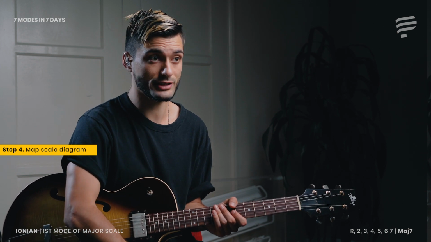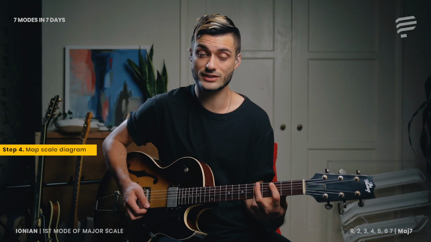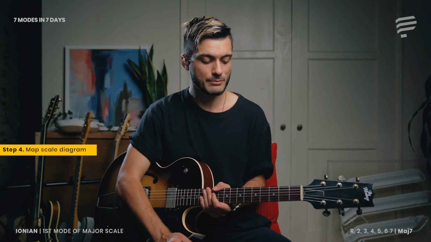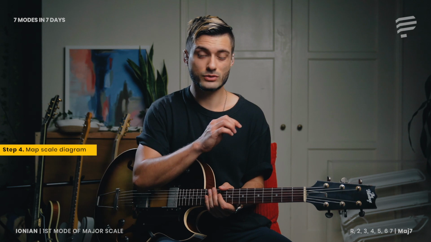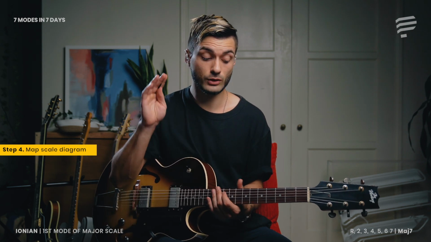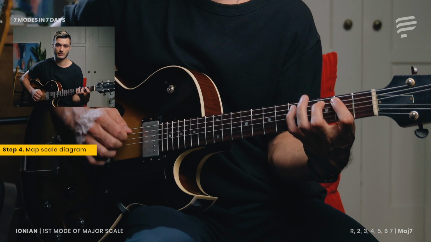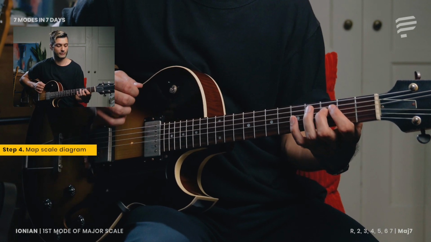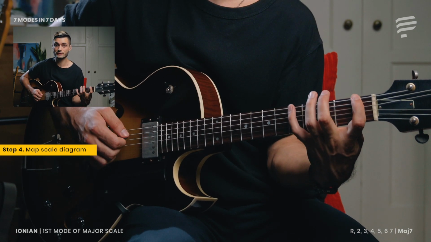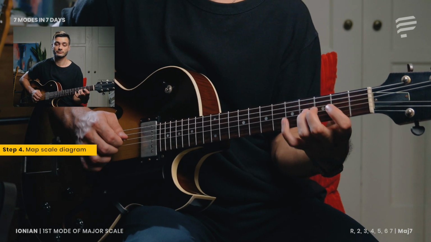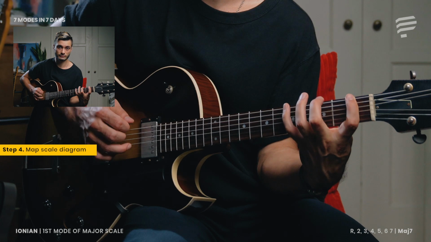And maybe you do already know the scale diagram if you've learned the CAGED system, and we have a great masterclass on that if you haven't checked it out. But really spend some time now. First of all, just do it slowly, no metronome. Then what you want to do is do alternate picking, down, up, down, up, down, up, down, up. Then you want to do different patterns and sequences.